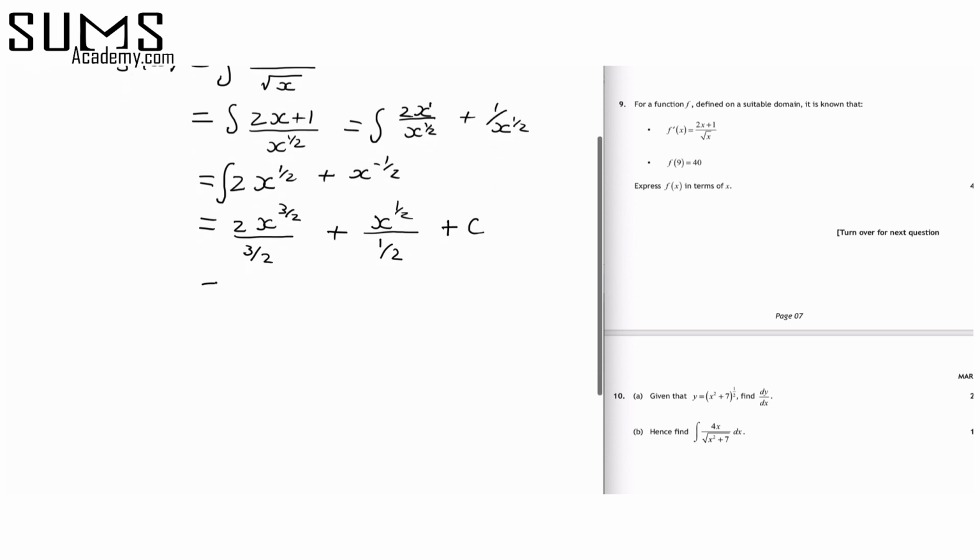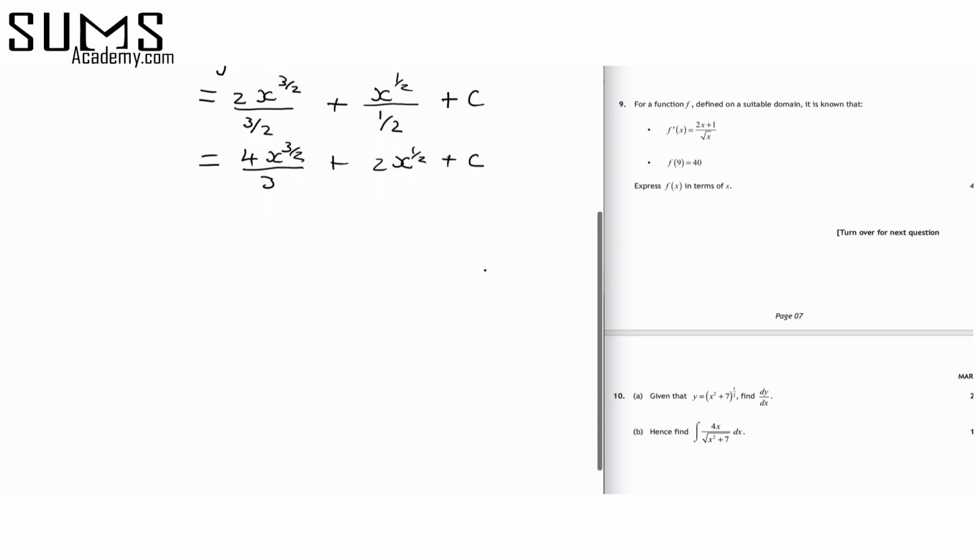Okay, so let's simplify this expression a bit. So the 2 goes to the top, and the 2 side becomes 4x to the 3 over 2 over 3, plus, well, this 2 will go to the top, 2x to the half over 1, so that's just as is, and then plus c. Okay, so that's the first part of the question, but what they're asking us is to express it in terms of x. So we're going to have to get rid of this plus c somehow.